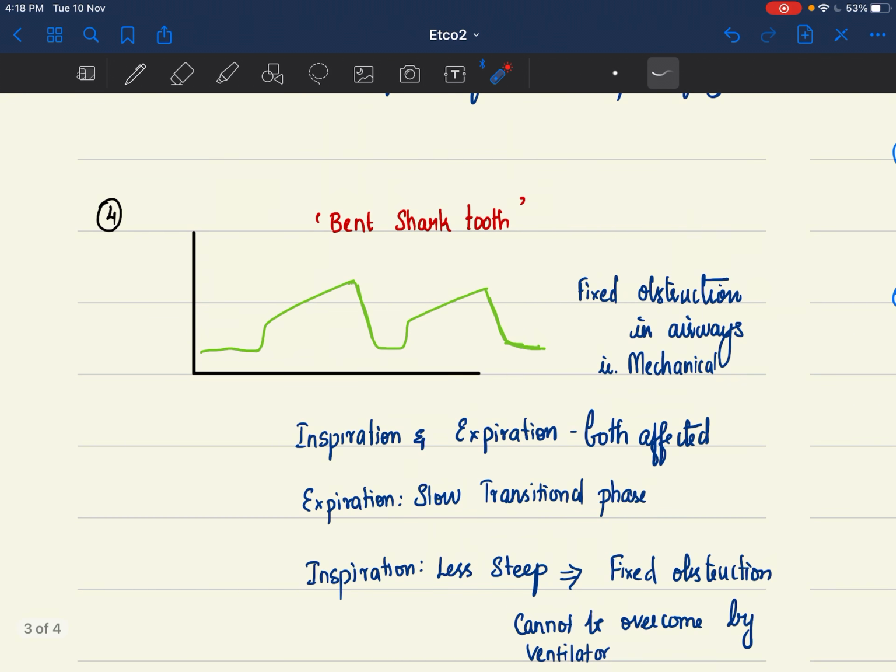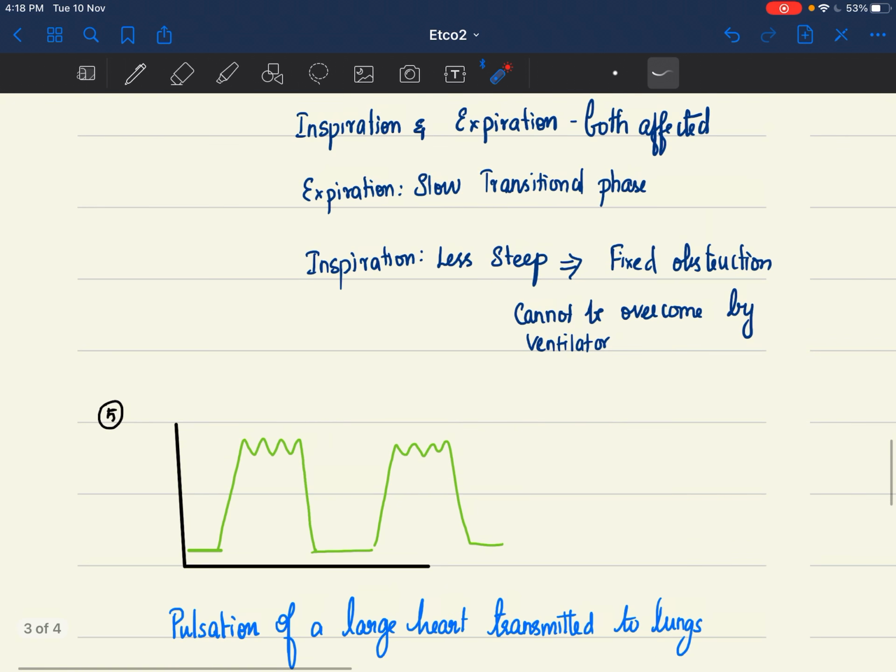If this shark tooth has a bent part, then the spasm or the narrowing of airways is due to a mechanical problem, and even the ventilator's increased turbine function is unable to overcome this fixed obstruction. In this fixed obstruction, both inspiration and expiration will be affected. The inspiration is suggested by the lesser steepness rather than a vertical downfall, and in expiration, as you can see, there is a slow transitional phase rather than the rapid transition.